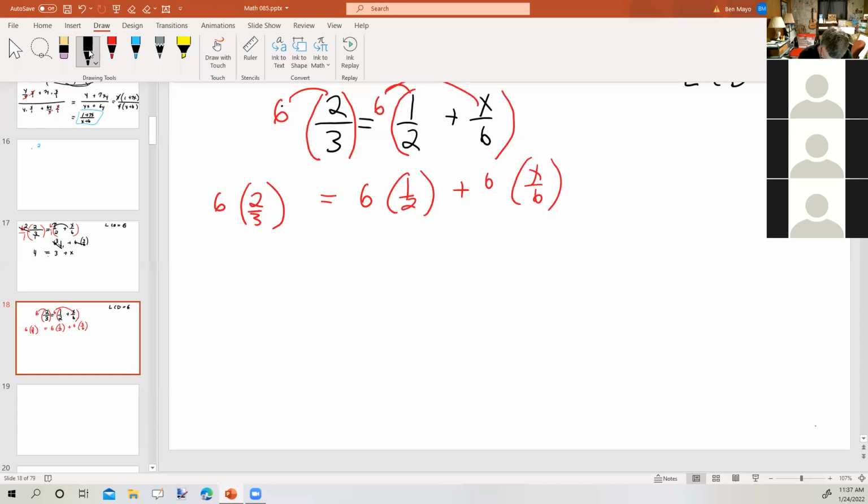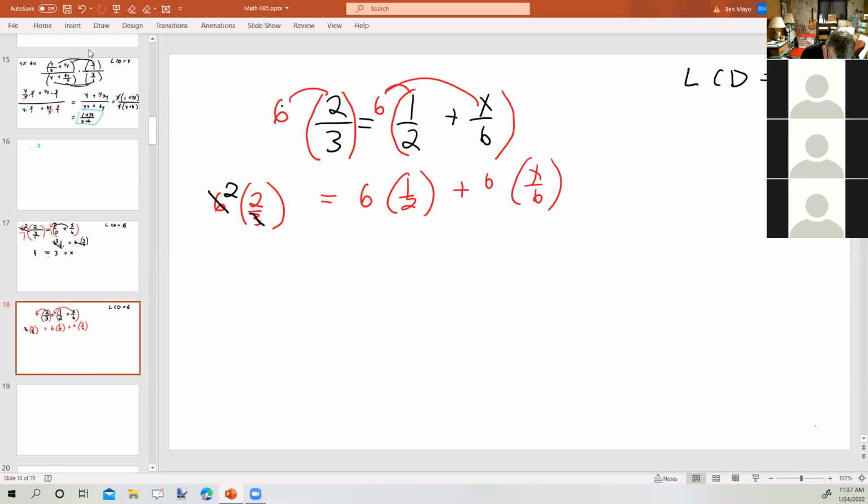Yeah. All right. So going back and reducing, 6 over 3 is 2 over 1. So I have 2 times 2, which is 4 over 1, which gives us 4 equals 6 times 1/2 reduces to 3 over 1. 3 times 1 is 3, all over 1 is still 3. And finally, 6 times x over 6, the 6s reduce to 1 over 1, and I have plus x. Okay with that? Yeah, thank you.